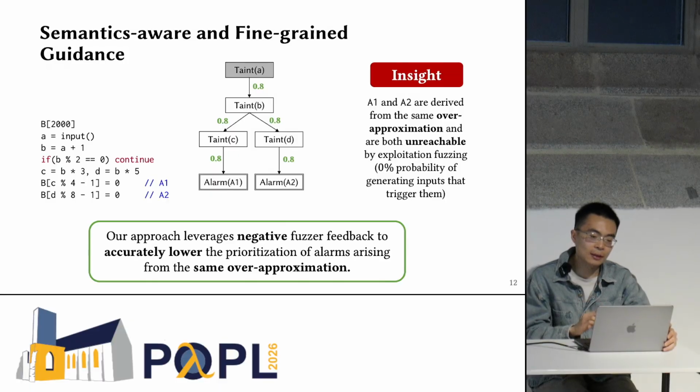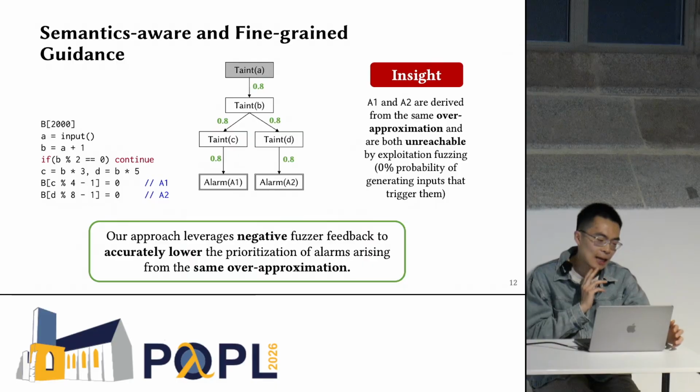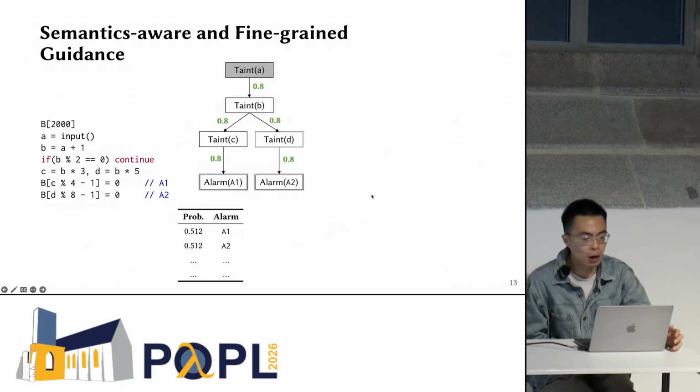We use the negative feedback obtained from exploitation fuzzing on A1 to decrease the reachability probability of A2, thereby accurately lowering the prioritization of alarms arising from the same over-approximation. We will now show how our approach works.